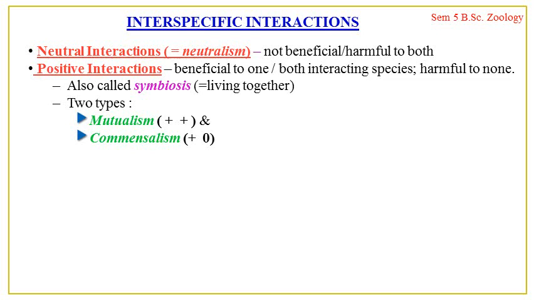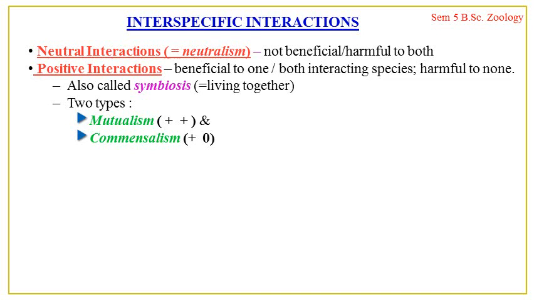Here, it can be that only one species is getting benefited while the other is not affected at all, or it could be both interacting species getting benefited. But in both cases, neither is getting harmed. It is also known as symbiosis. Symbiosis, the word means living together. And here there are two types of positive interactions. Mutualism, where the plus and the plus indicate both the interacting species are getting benefited.